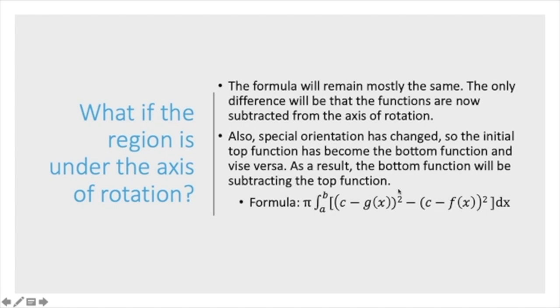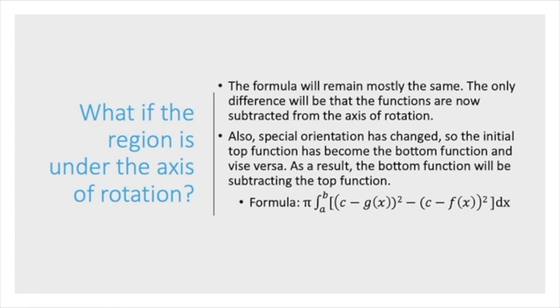So if you visualize it, if you're rotating about something that's above, if you kind of flip it in your mind, essentially reflect it upon that axis, that will be a 180-degree rotation. But you will also notice that your top function has now become your bottom function, and that your bottom function has now become your top function, and you need to compensate for that. So what you will do is, instead of the initial top function coming first, it will actually come second now.